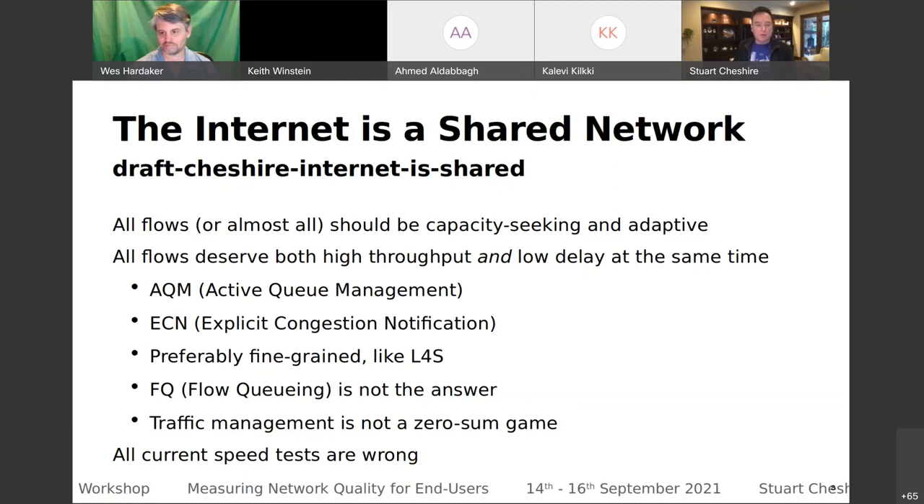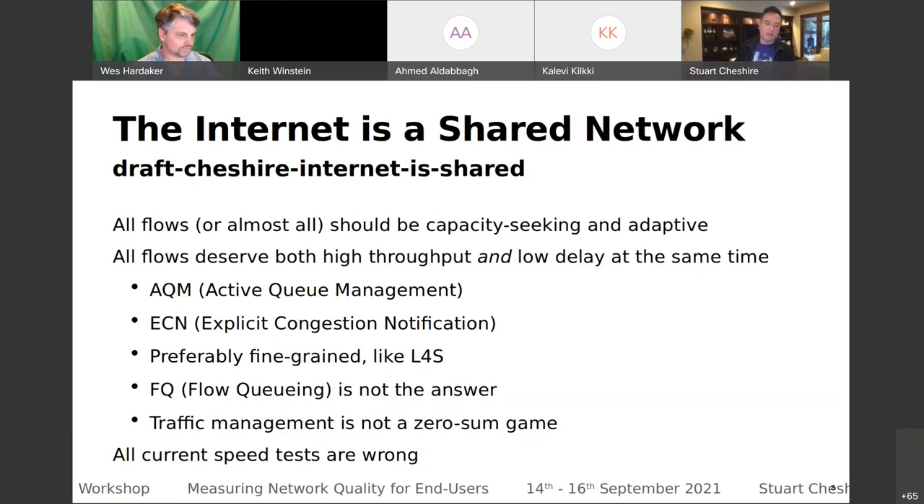So I want not just a flow to be insulated from other flows. I want it to be insulated from the effects of its own capacity seeking behavior. And my final point is that it's not a zero-sum game. Bandwidth is a zero-sum game. If you take some away from one client to give to another, then one client loses so another client can win. But delay management is not a zero-sum game.